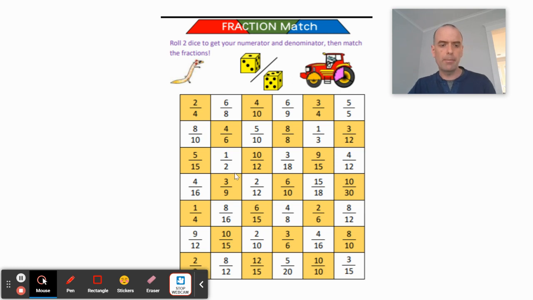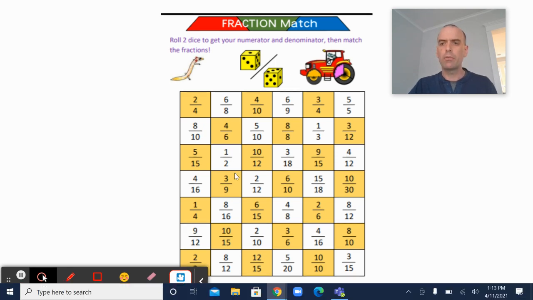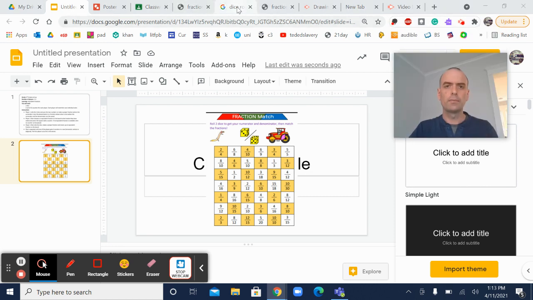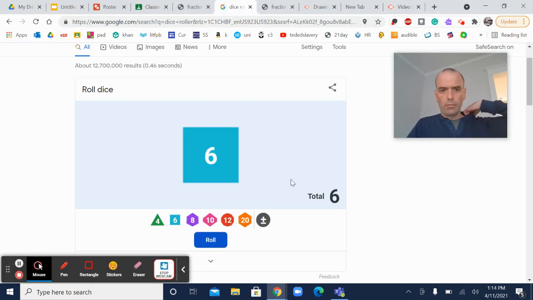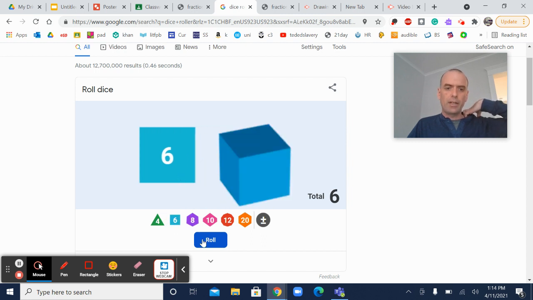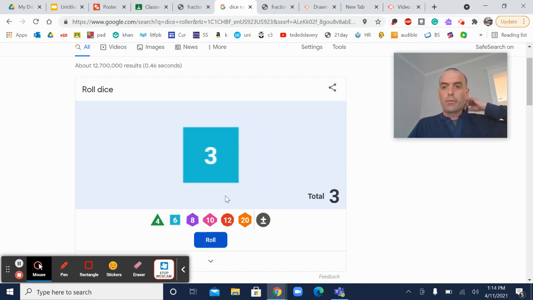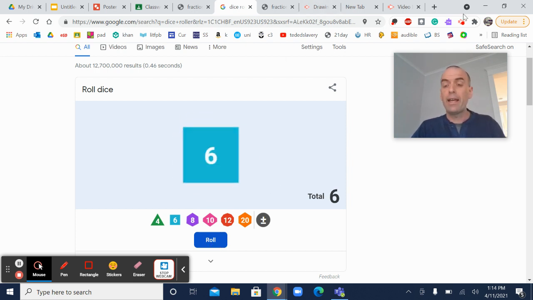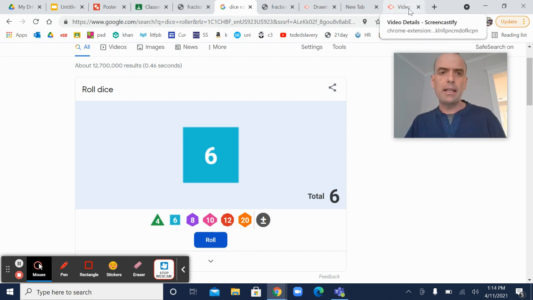So here's your game board. First thing you need to do is roll a dice. I like to use the dice roller in Google. Just Google roll dice or dice roller. And I like the blue dice. Okay? That's what you need. 3. So my first number is 3 and 6. So I have to have the large number in the denominator.